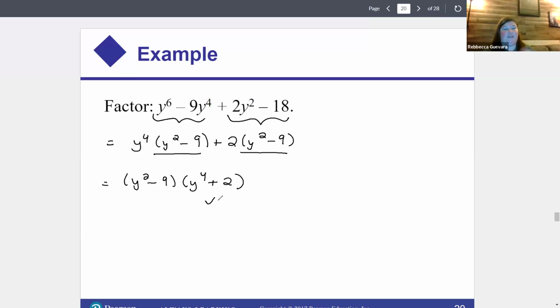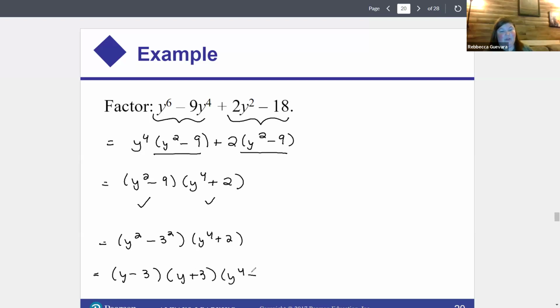This part can't be factored any further. One, we don't have squares, and also we have a plus. But this one can, because this is a difference of squares. So this is really just y squared minus 3 squared. So we could factor this into y minus 3, y plus 3, and then we have y to the 4th plus 2.